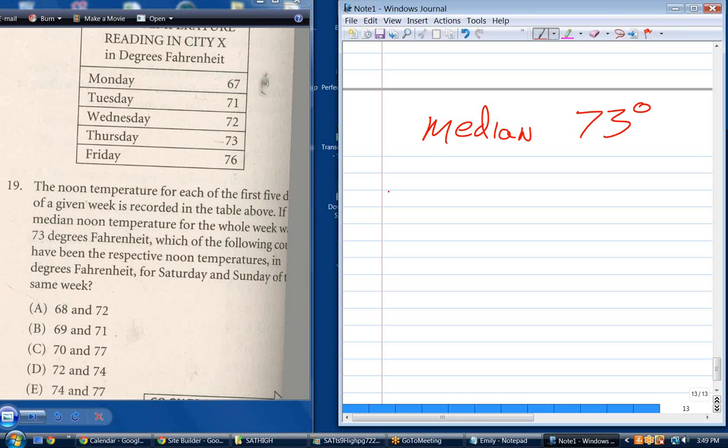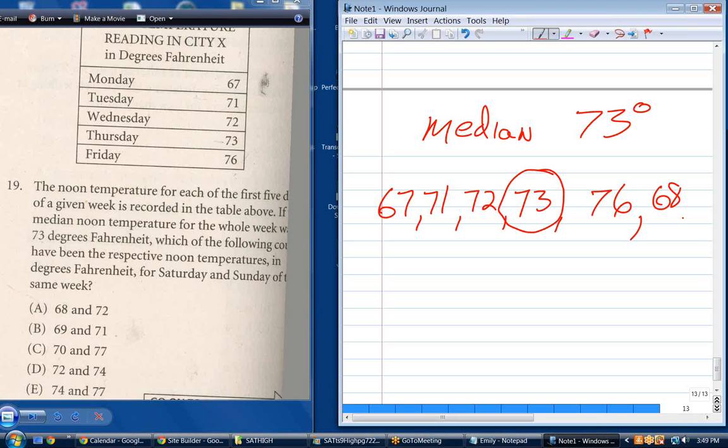Okay. I'm going to list out the temperatures in order. Now, for 73 to be the middle of 7 temperatures, we're going to have a Saturday and a Sunday temperature. If I looked at A and made Saturdays and Sundays, is 73 the median of those 7 numbers? No. Why not? Because it's not the middle. First of all, you have to put all the numbers in order. So if I were to order these 7 numbers, I would have this. Oh, okay, I understand.